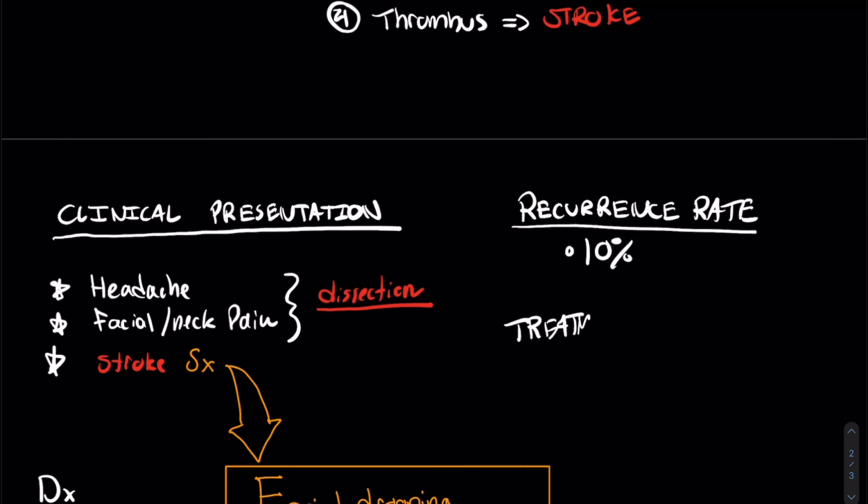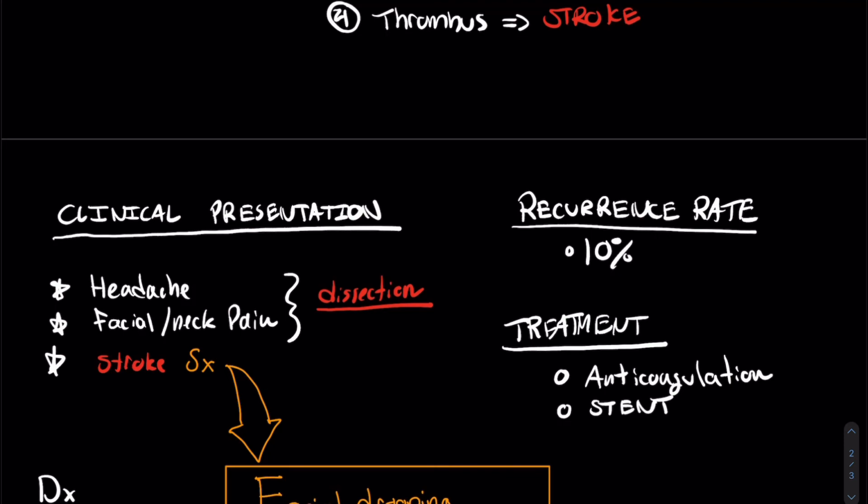So for treatments, you will have anticoagulation medication. You can also receive a stent, or if the dissection is really bad, you can also have carotid artery ligation. So I hope this video makes sense.